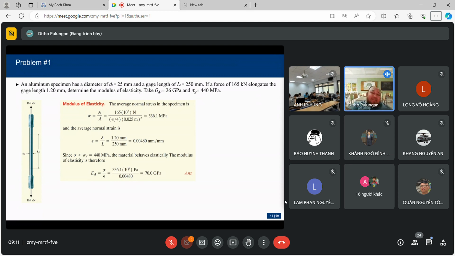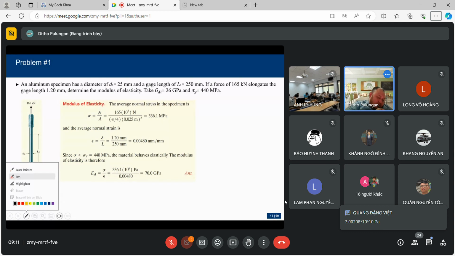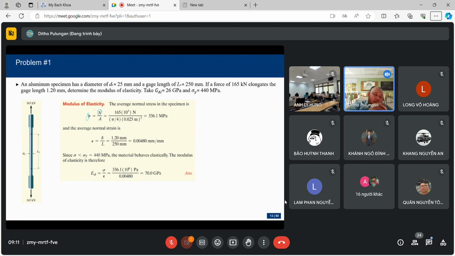Yeah, so basically what you need to do first is to calculate the sigma, right? Sigma is the N, or we call it F sometimes, divided by A. A is the area. The area is pi r squared. In this case, pi times, what is the d? 25 divided by 2 squared. Okay, then you have this, and then you have the stress is 336 MPa.